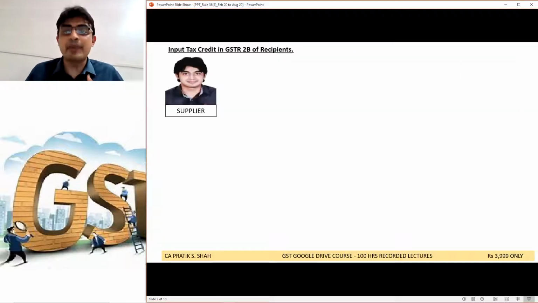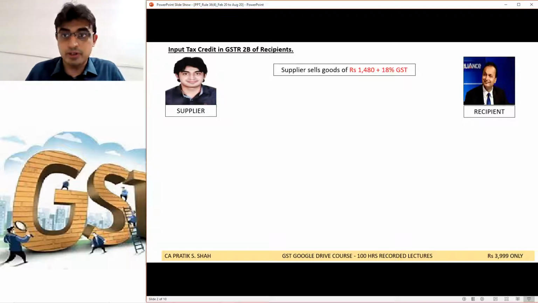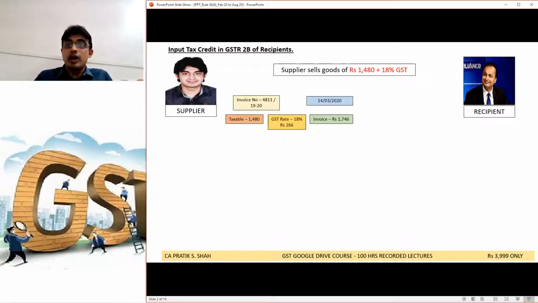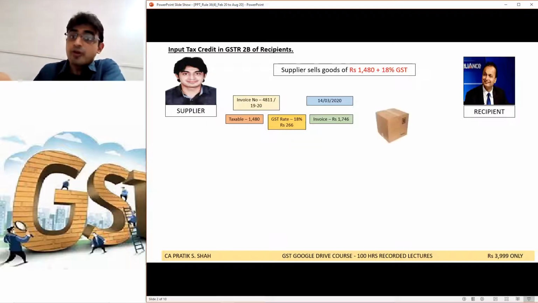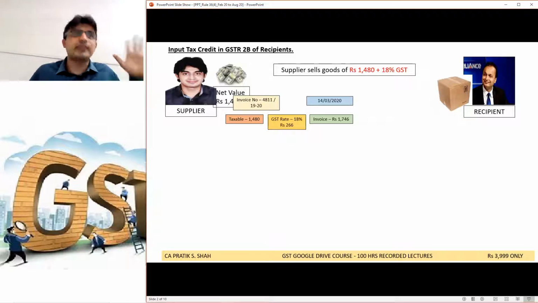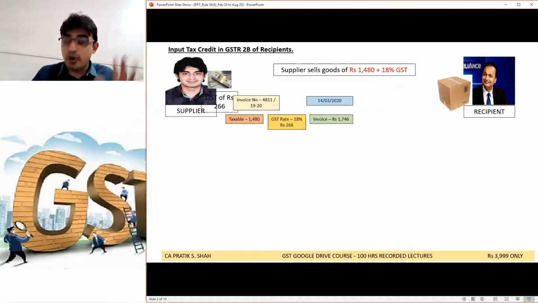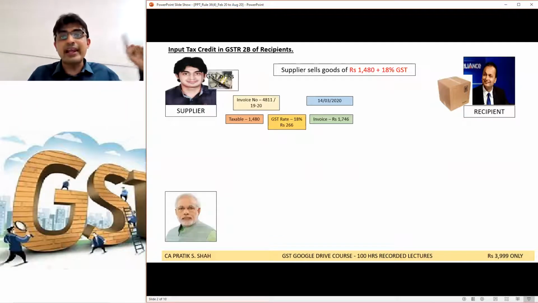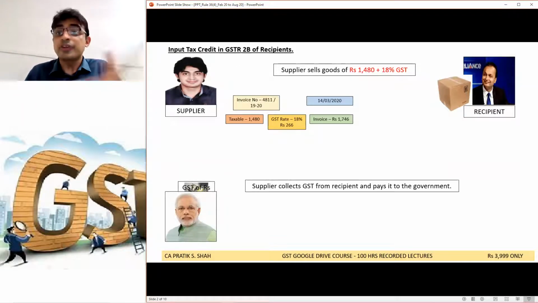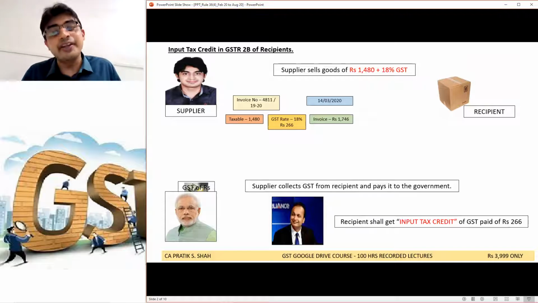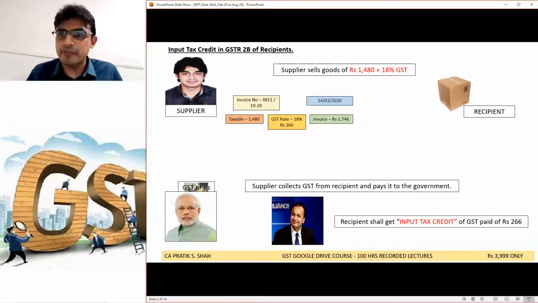So first part, say I am a supplier, Mr. Anil sir is a recipient. I supplied goods to him of rupees 1480 plus 18% GST. These are all the invoice details. Correct. Now, as a supplier, I will collect what? Rupees 1480 from him. This is my money. And as a supplier, I will also collect GST of 266 from recipient. And this GST which I have collected, I shall pay to the government. So supplier collects GST from the recipient and pays to the government. And as soon as supplier pays GST, the recipient can get ITC, input tax credit. This is how it works.